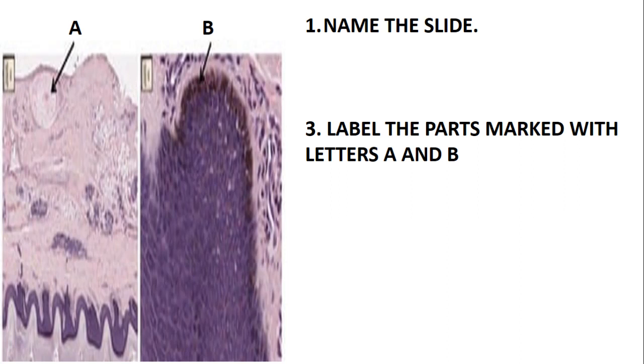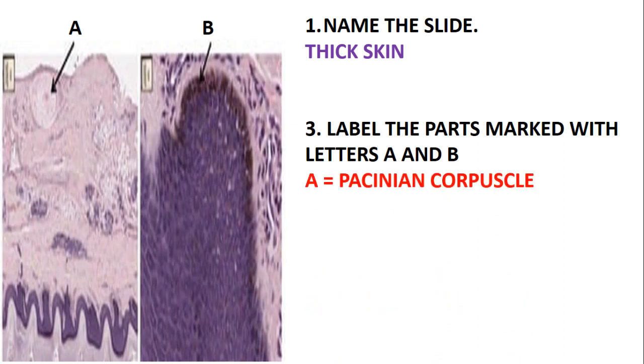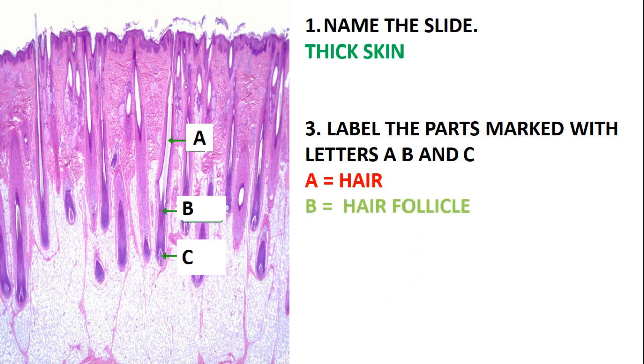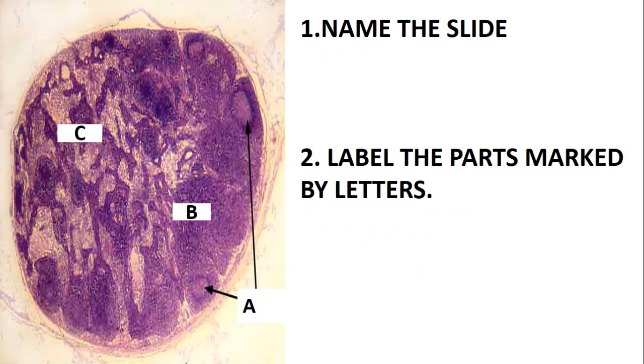Okay, let's quickly move on and look at the next slide. Name the slide. If you look at this slide, this is still the skin, and then label the parts marked with letters A and B. So A is just the Pacinian corpuscle, and B is just the melanin. Okay, let's quickly move on and look at this other slide. This slide is just the slide of the skin, and then label the parts marked with letters A, B, and C. So A is just the hair, B is just the hair follicle, and C is just the hair bulb.